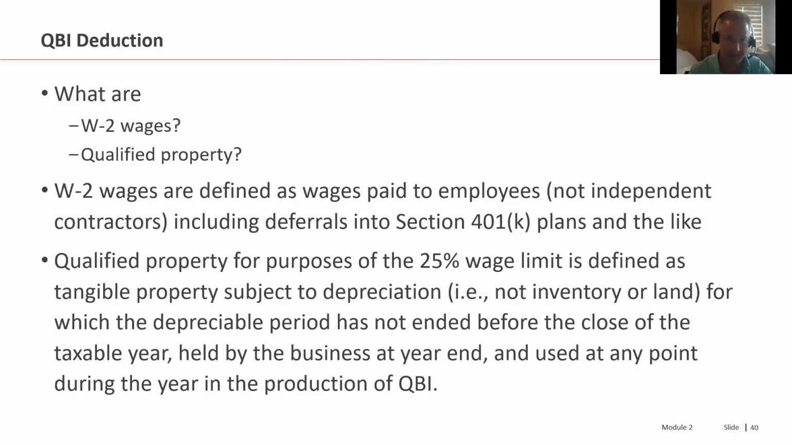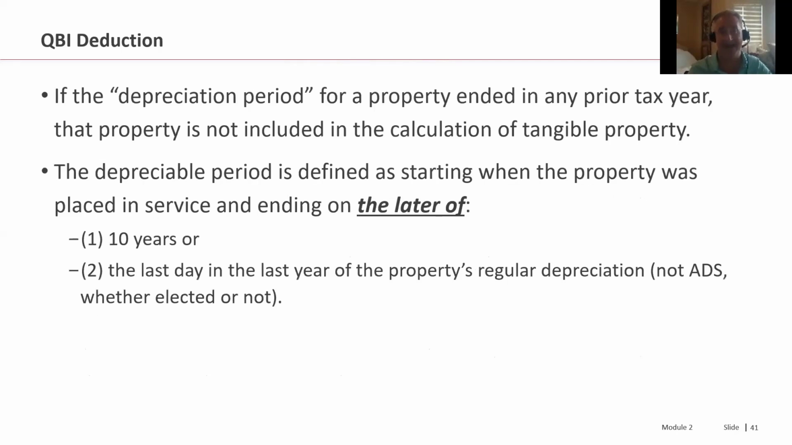Qualified property, for purposes of part 2 of the wage limit, is any tangible property subject to depreciation for which the depreciable period has not ended before the close of the taxable year. It's held by the business at year end and was used at any point during the year in the production of that QBI. Wow, we haven't even covered depreciation yet, and we're going to have to unpack that just a little bit. So first off, what is the depreciation period?